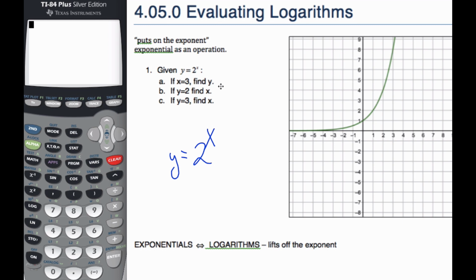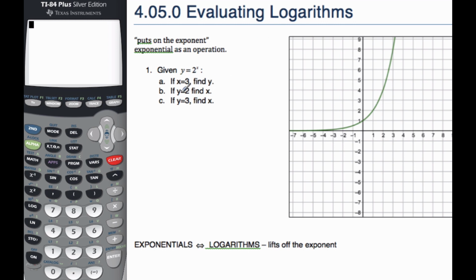Okay, so if I take a look at a point, I want x to be 3 and to find y. Well, that's easy enough to do. I can just make this 3, and I get y is equal to 2 to the power 3, which is simply 8. So when x is 3, I can clearly see that y is 8. Easy peasy, no problem.